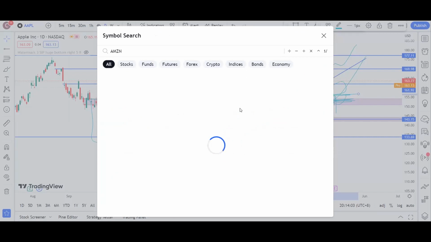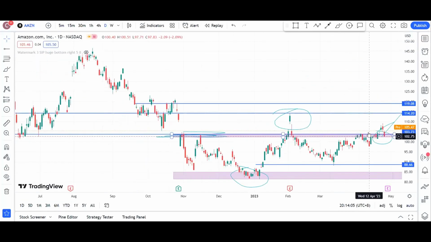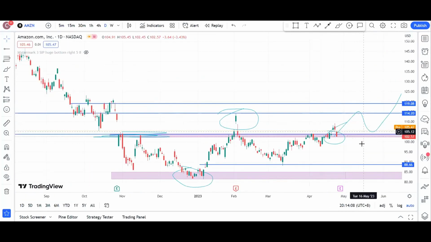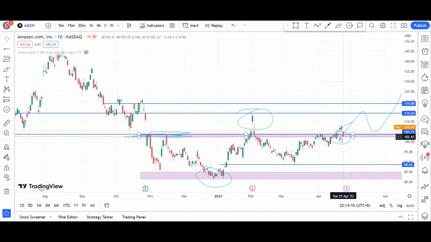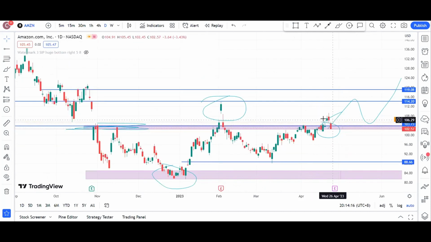Next one, Amazon. Now they broke from the supply area at 102, 103. They tried for a few days, rejected. So now sitting back on this level itself, 103, 102. I think this will be a very clear illustration of what I'm trying to say. Now we see this price sitting here. We know that previously they tried breaking already.